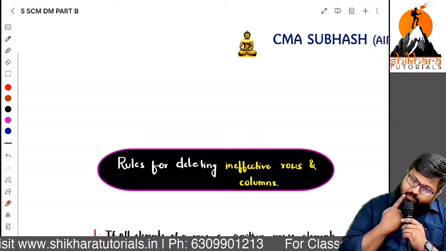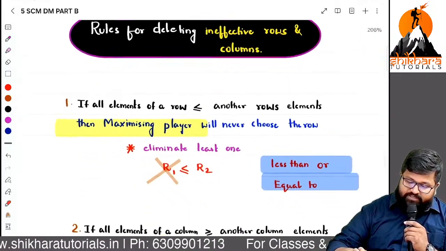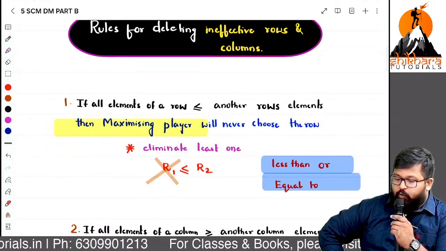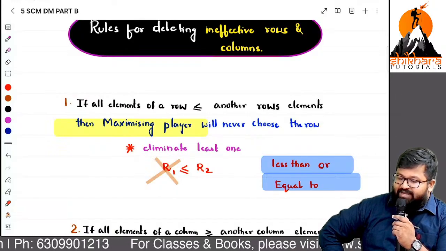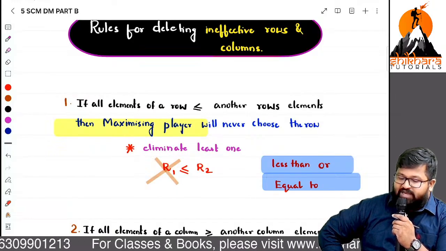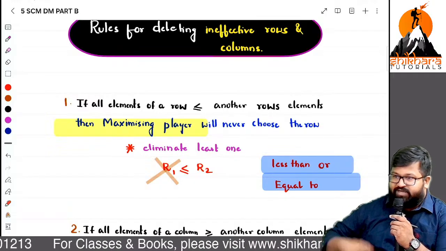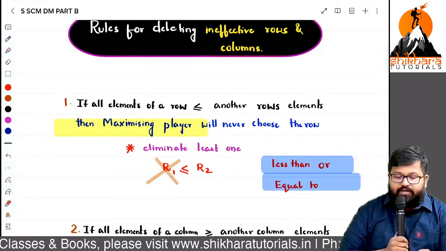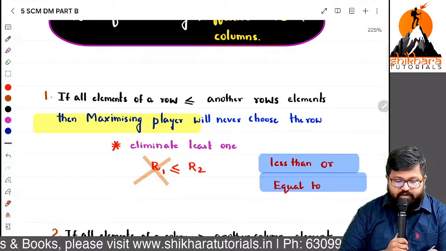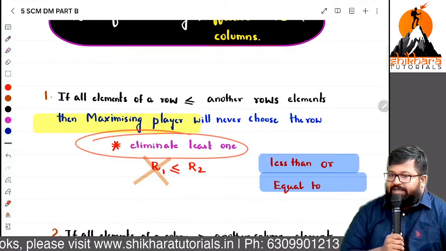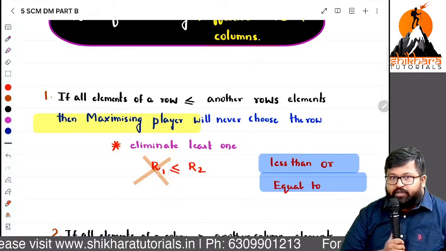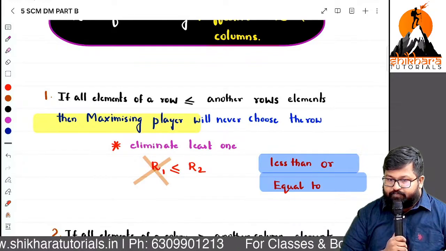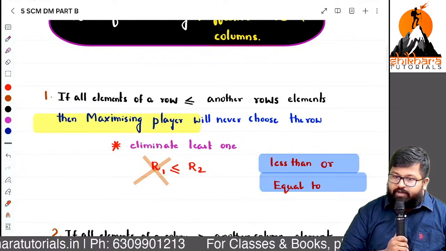Shall we, ma? What is the first rule? Can you see, ma? If all the elements of a row are less than or equal to another row's elements, then the maximizing player will never choose that row. Whatever we did earlier is in the form of sentences. If whatever points here are missing there, you write: eliminate the least one.